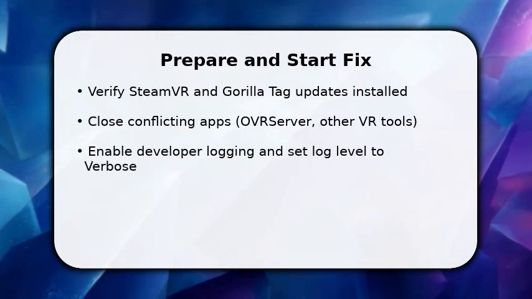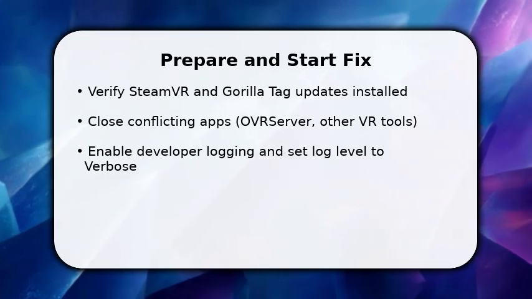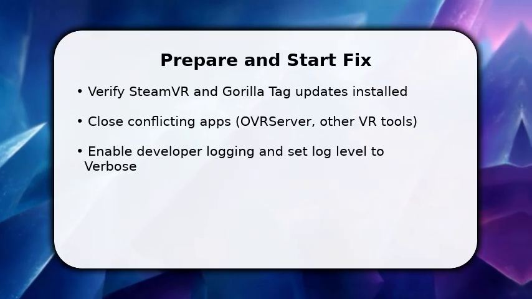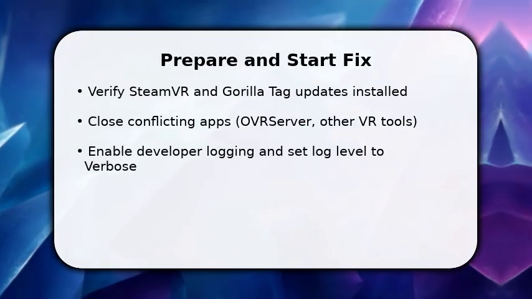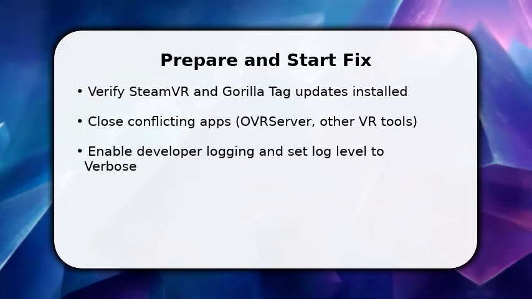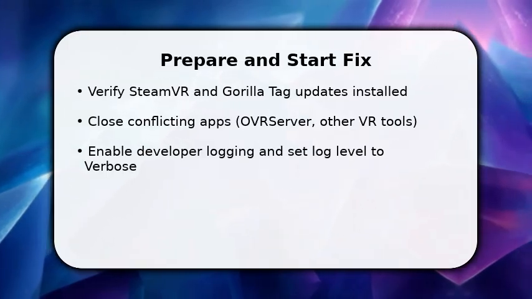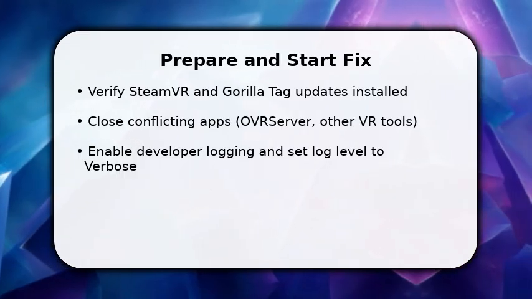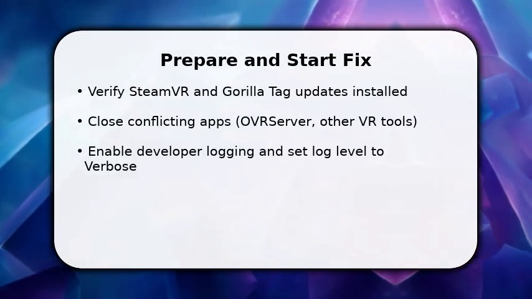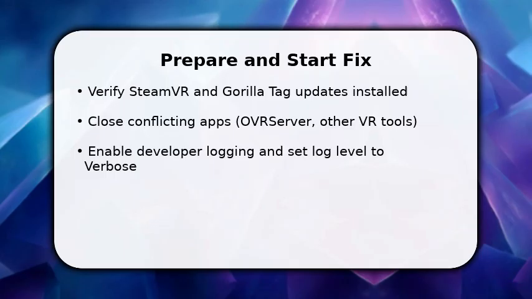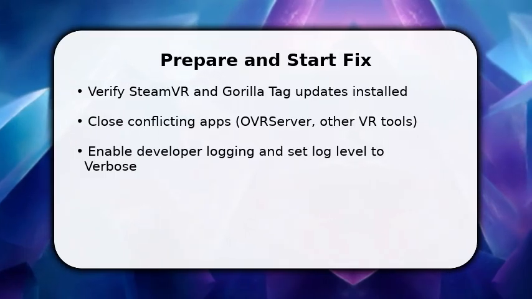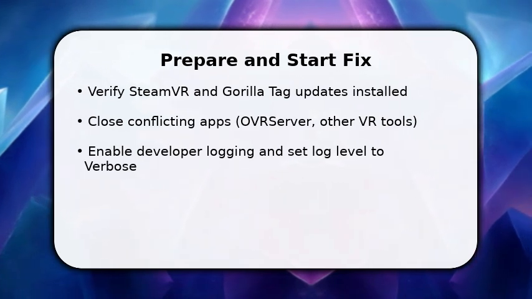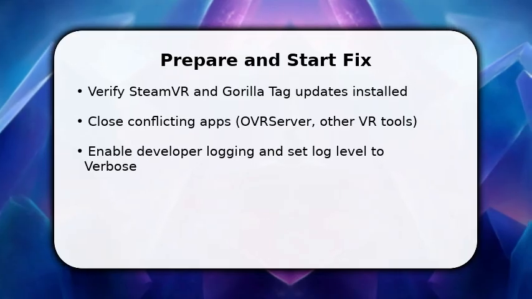You begin by confirming prerequisites. Steam VR and Gorilla Tag are up to date, and your headset is connected. Once done, close overlays and background VR utilities that commonly lock files. Next, enable in-game developer logs and set the log level to verbose so detailed entries are captured. You do this because raw logs reveal startup errors and permission issues. Capturing them now prevents wasted restarts later. Make sure file paths and permissions allow Steam to write logs without elevation.